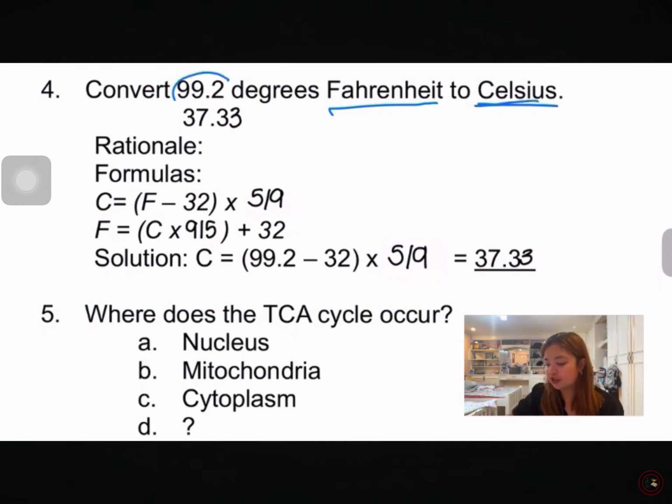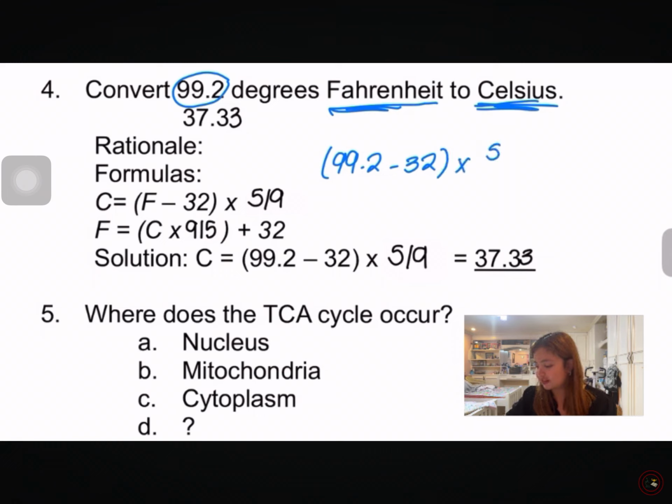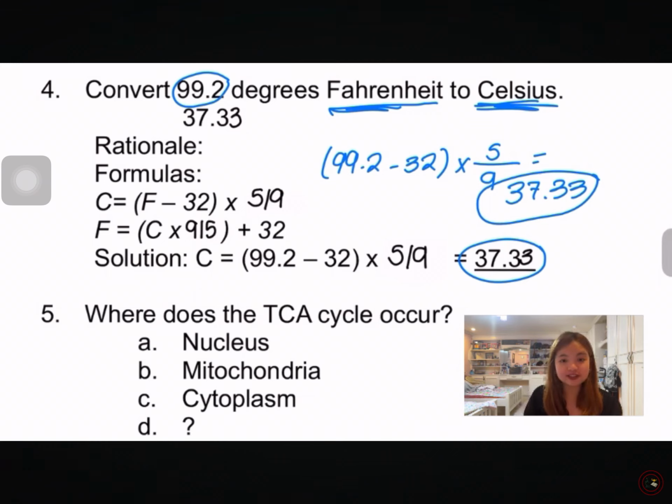So, ang question dito is convert 99.2 degrees Fahrenheit to Celsius. So, in your handouts, I've given there sa may bandang rationale yung paano i-convert yung Fahrenheit to Celsius and kung paano na rin i-convert yung Celsius to Fahrenheit. Now, yung formula on converting Fahrenheit to Celsius is 99.2 minus 32. Tapos lahat ng to, minumultiply natin sa 5 over 9, and yung makukuha nating sagot is 37.33. So, yun yung answer, guys.